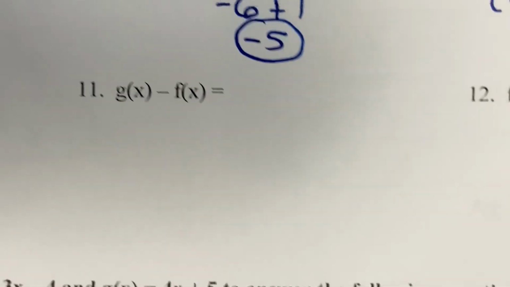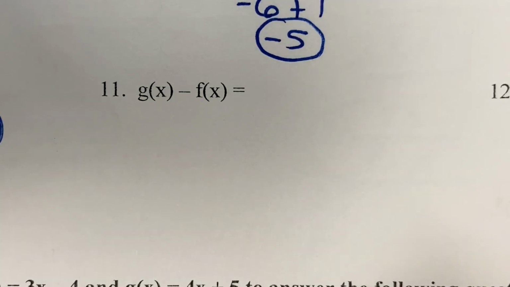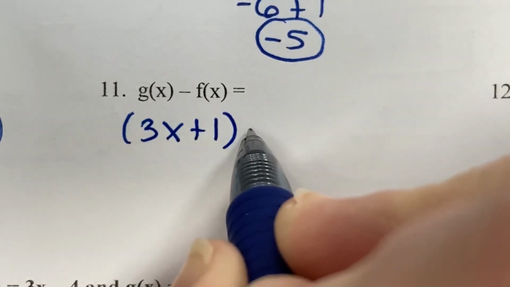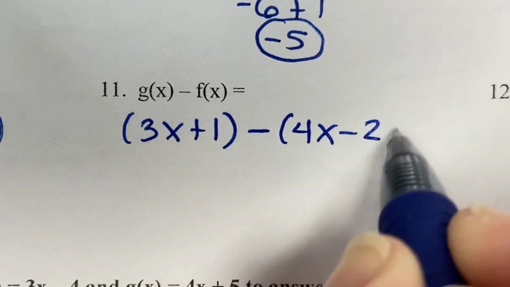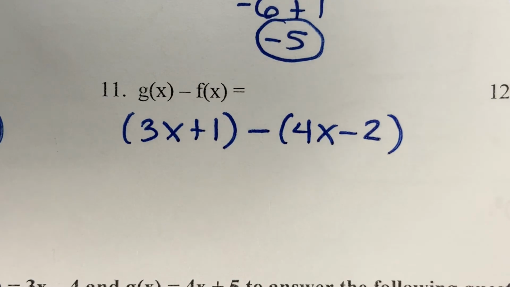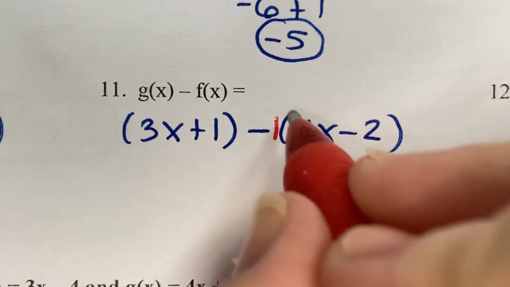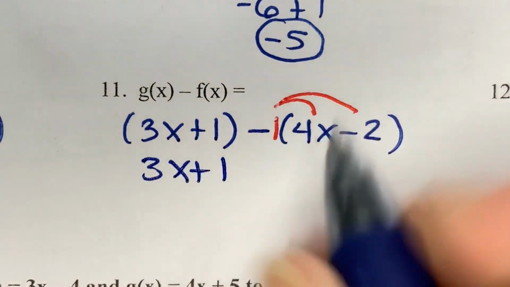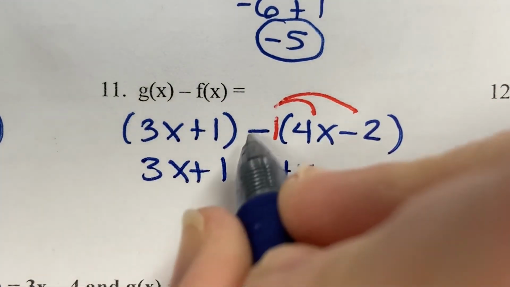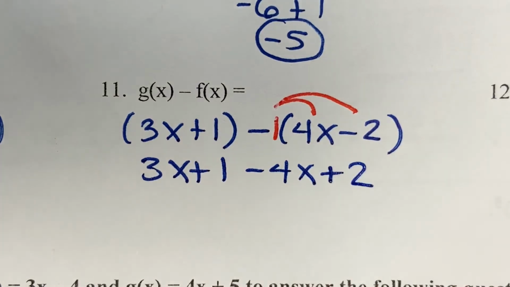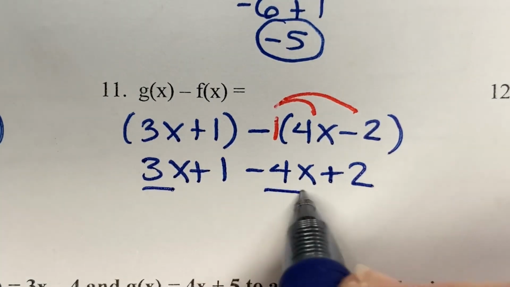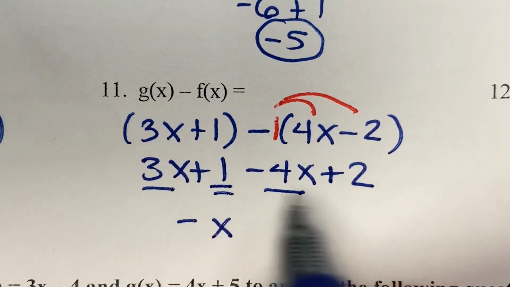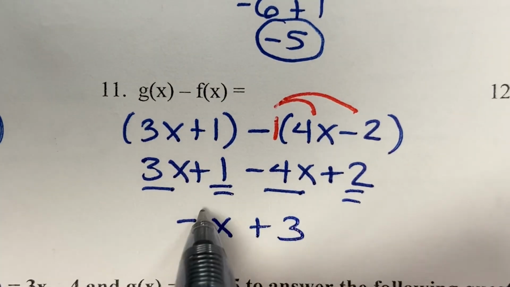So if we look at the next example, this one is g of x minus f of x. So this time it's going to be 3x plus 1 minus 4x minus 2. So again, this is like a minus 1, right? So I have to distribute that. So I'm going to keep the 3x plus 1 minus 4x plus 2, because a negative times a negative is a positive. Combine my like terms, so that gives me negative x, or negative 1x. 1 and 2 make 3.